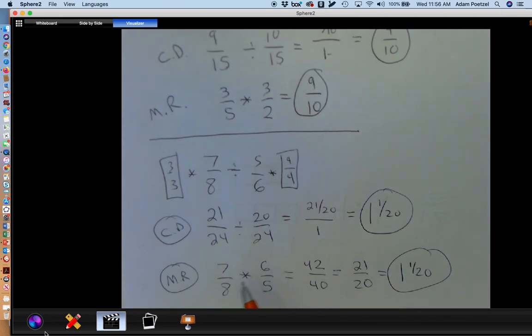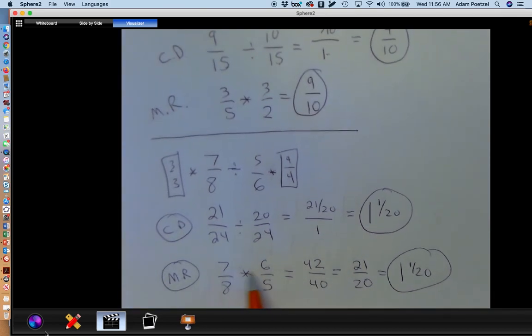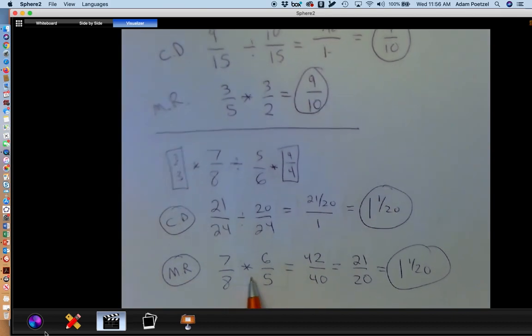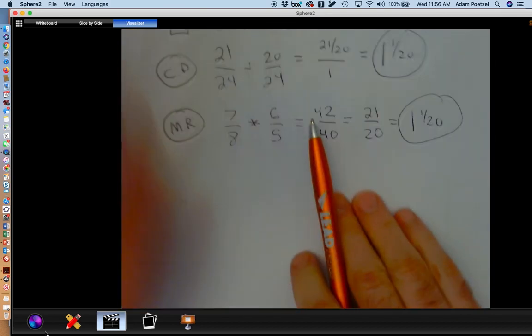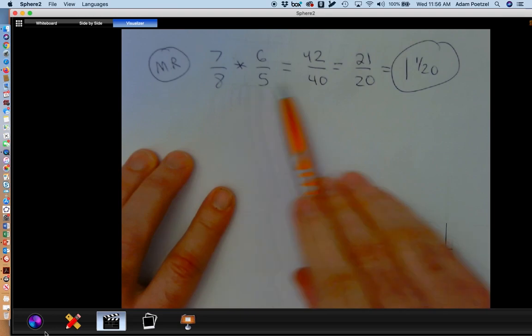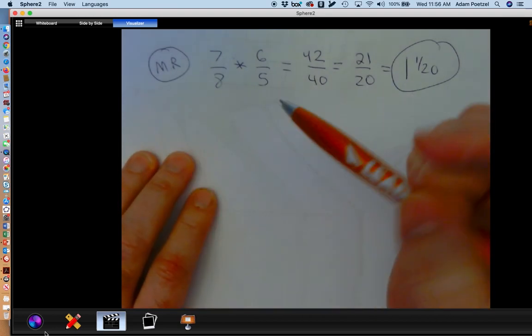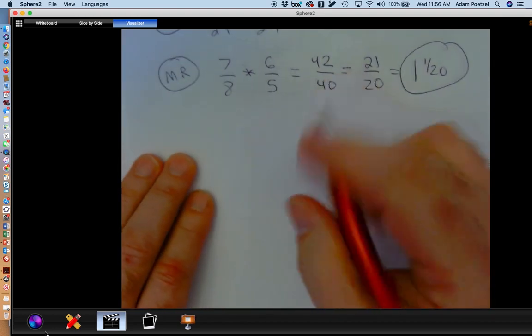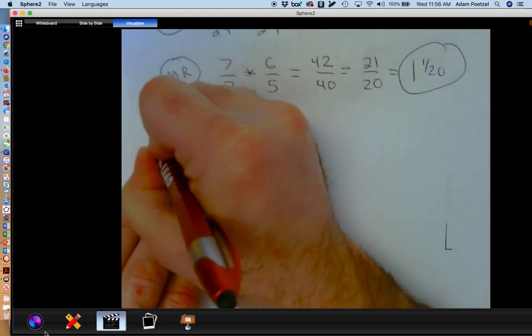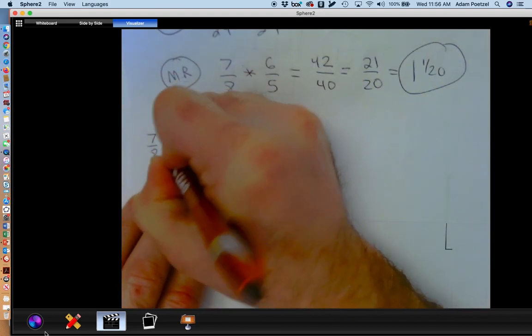So let's unpack the why of this for a second. Multiply by the reciprocal. Why does this actually work here? So let's unpack this second one and take a look at why multiplying by the reciprocal is a thing and why this works. So let's start. We have 7/8 divided by 6/5.